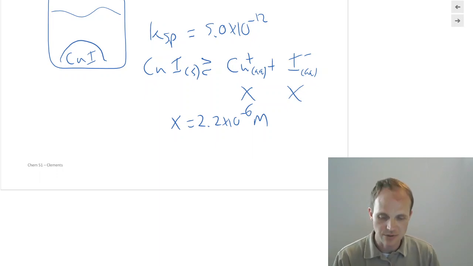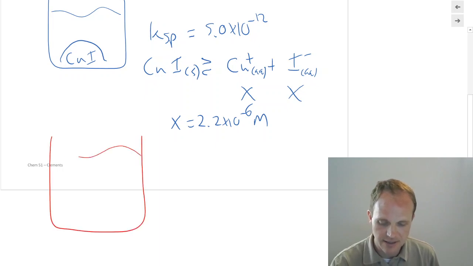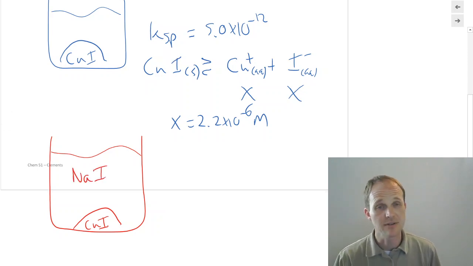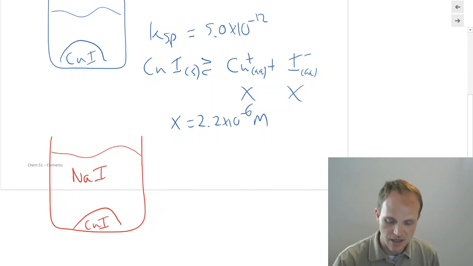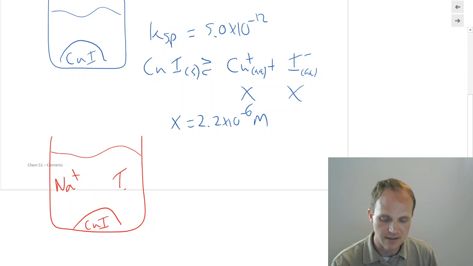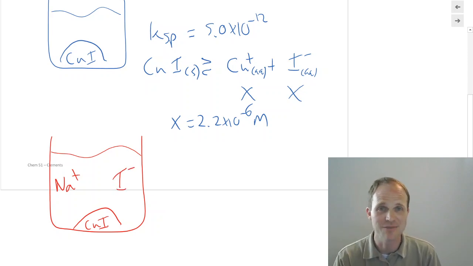But now what we're going to do is, instead of having this copper iodide sitting there at the bottom of a solution all by itself, I'm going to have it in a solution of sodium iodide. Now, we know all sodium salts are soluble, so we don't actually have sodium iodide. We have sodium ions and iodide ions. There's no more sodium iodide in there as long as we added a reasonable amount of sodium iodide.